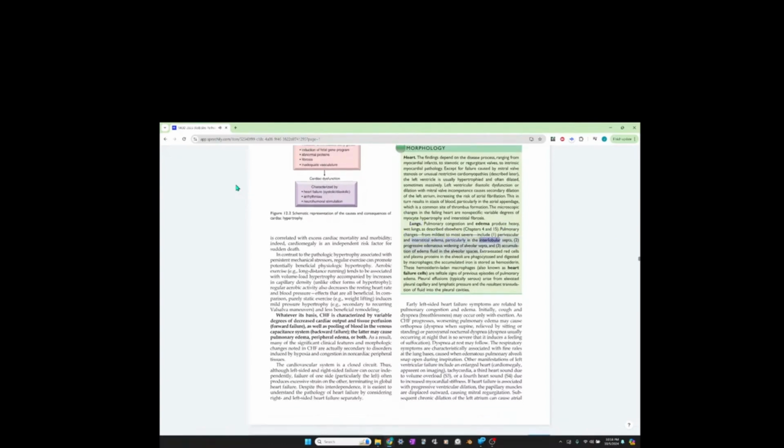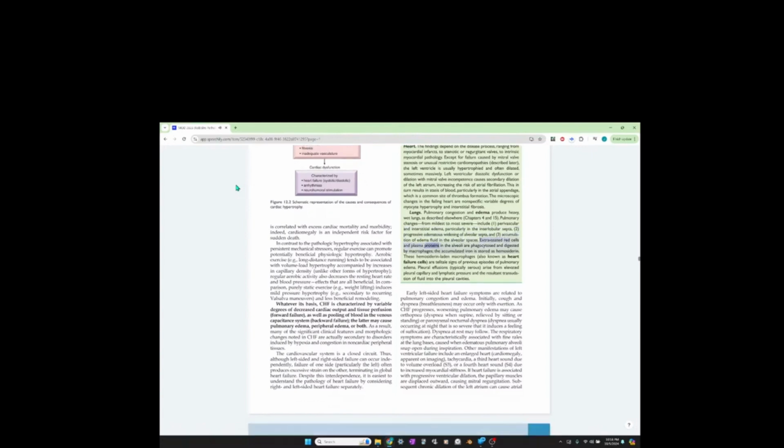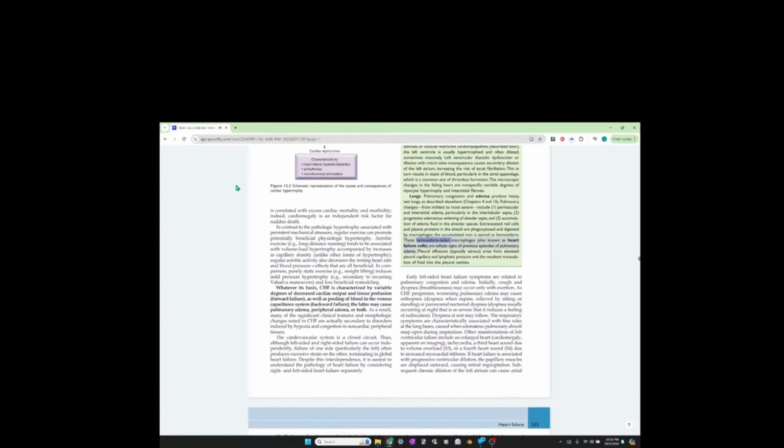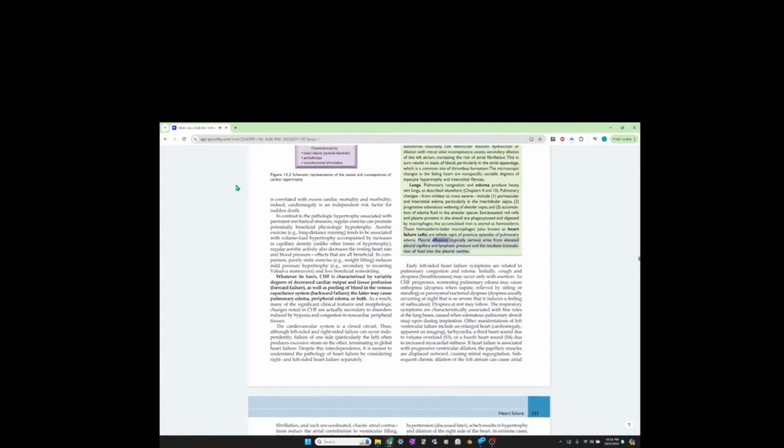Pulmonary changes, from mildest to most severe, include perivascular and interstitial edema, particularly in the interlobular septum, progressive edematous widening of alveolar septum, and accumulation of edema fluid in the alveolar spaces. Extravasated red cells and plasma proteins in the alveoli are phagocytosed and digested by macrophages. The accumulated iron is stored as hemosiderin. These hemosiderin-laden macrophages are telltale signs of previous episodes of pulmonary edema. Pleural effusions arise from elevated pleural capillary and lymphatic pressure and the resultant transudation of fluid into the pleural cavities.